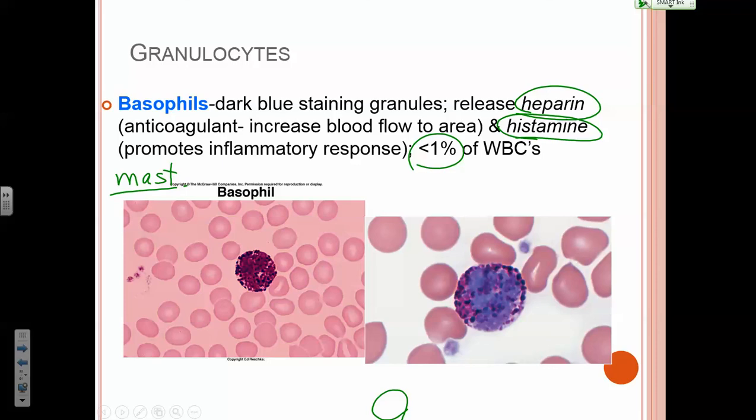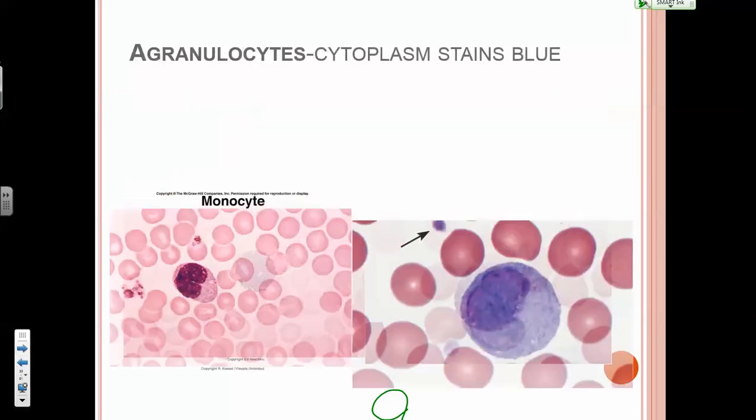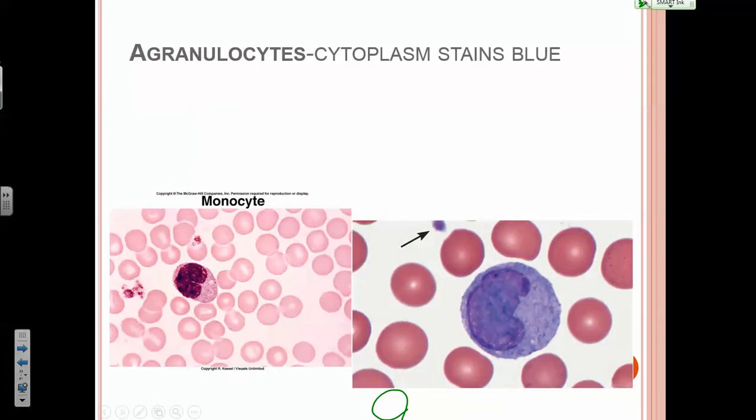But compared to the red blood cell, you can see their size. They're bigger than red blood cells, a little more than twice as big, I think. But anyway, the agranulocytes are different in their sizes.